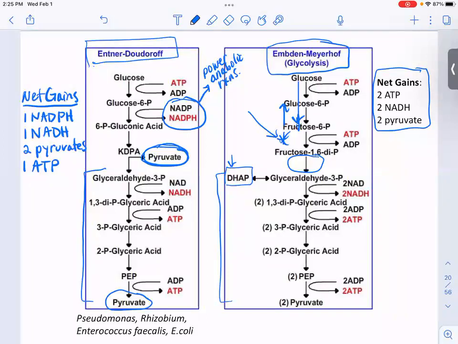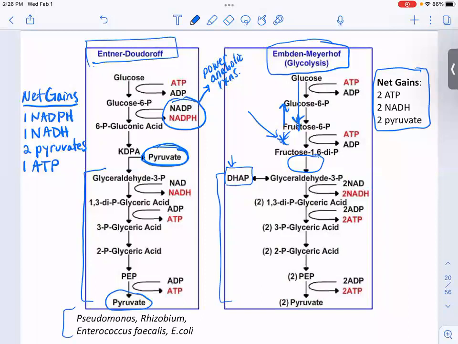Is that a problem for cells? Not really, because the bacteria that rely on Entner-Doudoroff, as far as I know, are all aerobic. Okay, so they're getting most of their ATP elsewhere. They're not getting most of their ATP from their glycolytic pathway. So one or two ATP doesn't make a difference because they're going to get 30 more somewhere else. Okay, so not a problem.